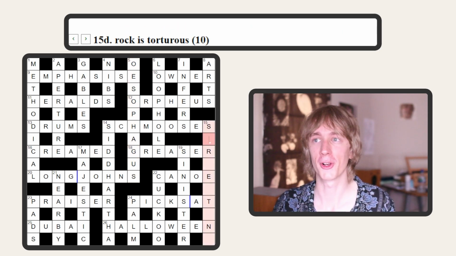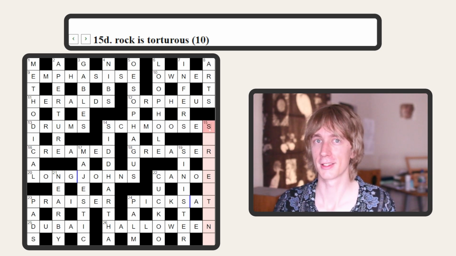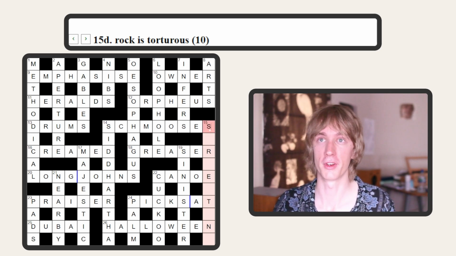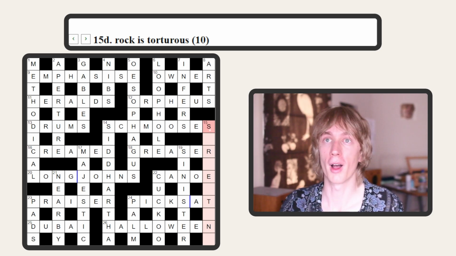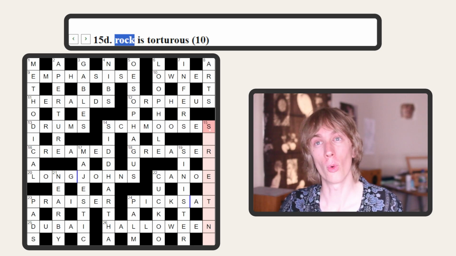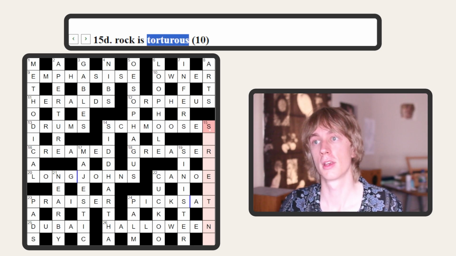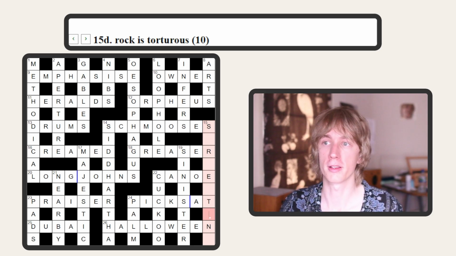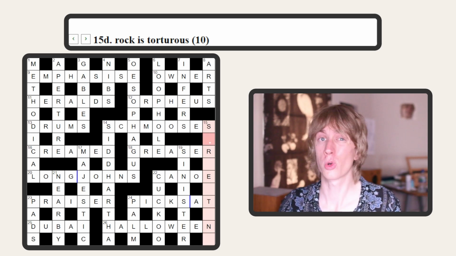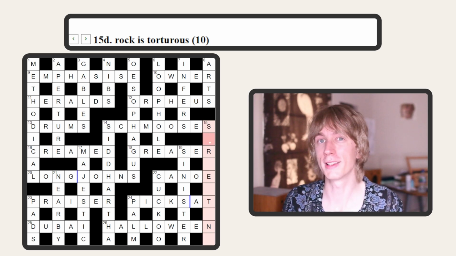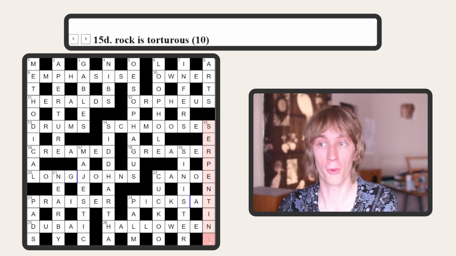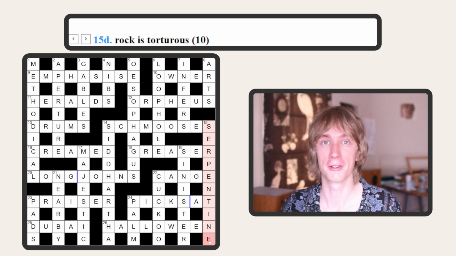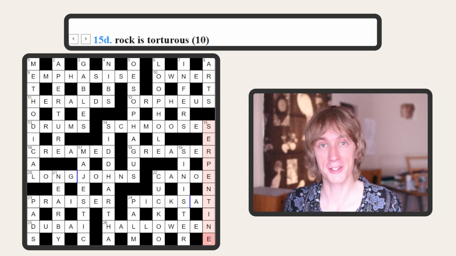Okay, final clue of the crossword then. Rock is torturous. And this one is a double definition. You can see that there's not really any room for wordplay, so we're just looking for a word that means rock and also means torturous. And we have quite a lot of crossing letters to help us here. If something is torturous, it's long and winding, it's serpentine. And serpentine is also a type of rock. Okay, that's the crossword done.